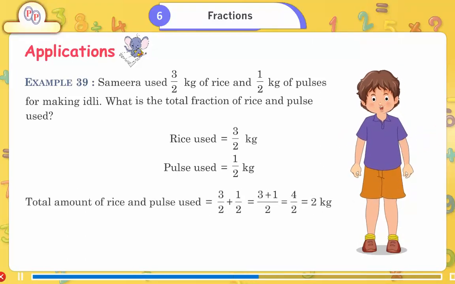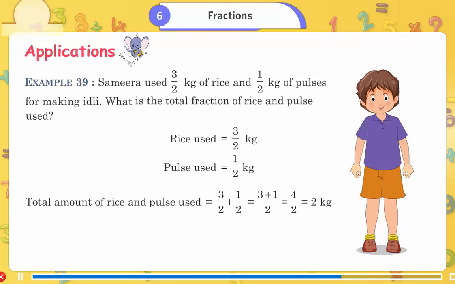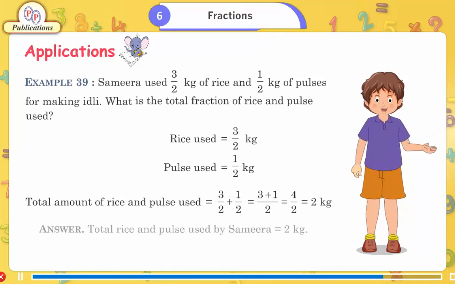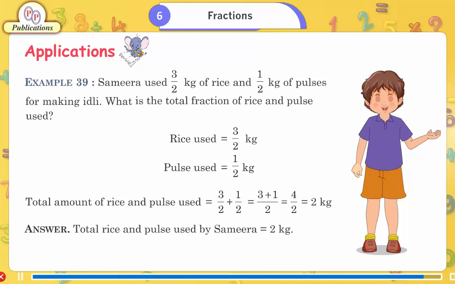Total amount of rice and pulse used is equal to 3 upon 2 plus 1 upon 2 is equal to 3 plus 1 upon 2 is equal to 4 upon 2 is equal to 2 kg. Answer. Total rice and pulse used by Samira is equal to 2 kg.